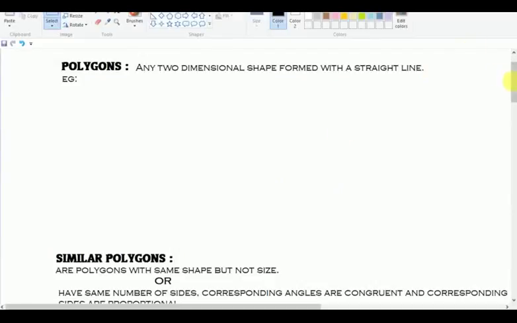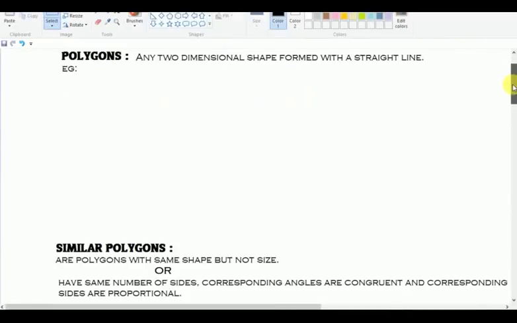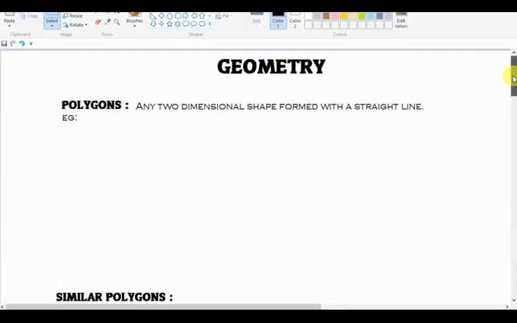Welcome to geometry. Today our topic is polygons and similar polygons. This is found under paper 2 mathematics. So let's give the definitions so that we understand what we're dealing with.